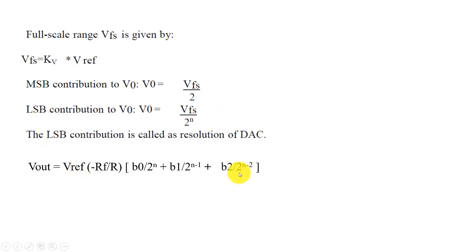And the V output, that is the output voltage to be measured, can be found from the circuit as V reference into minus RF upon R, in bracket B0 divided by 2 raised to power n plus B1 divided by 2 raised to power n minus 1 plus B2 divided by 2 raised to power n minus 2. So this is the output equation for the 3-bit DAC. Here B0, B1 and B2 are the bits, and the power decreases for each bit, from n to n minus 1 to n minus 2. Hence we can obtain the output voltage for each and every bit sequence in the DAC.